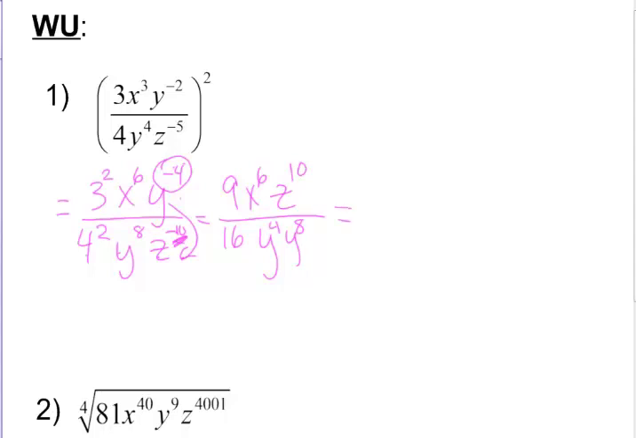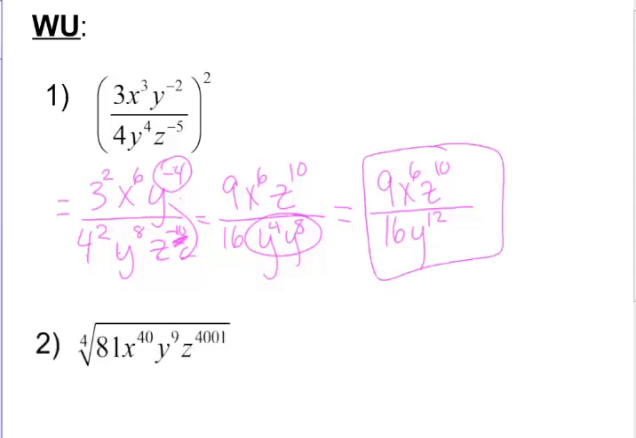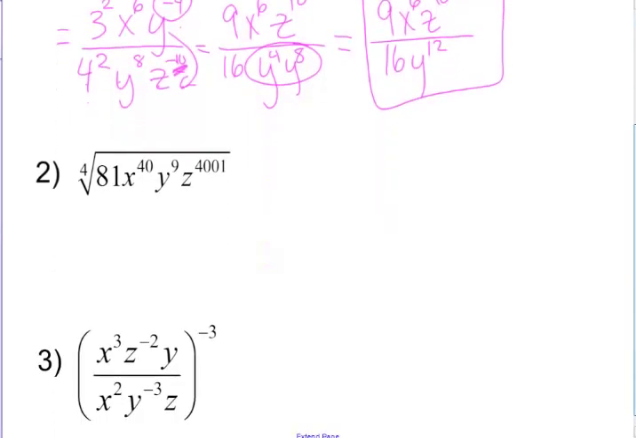Okay? So then we're going to combine from there. Can I simplify the 9 over 16? No. So we're going to leave 9, 16, x to the 6, z to the 10. And then you can put the y's together. So y to the 4th and y to the 8th will be what? Okay, y to the 12th. There's a final answer.